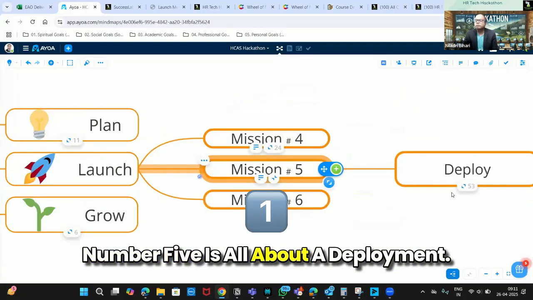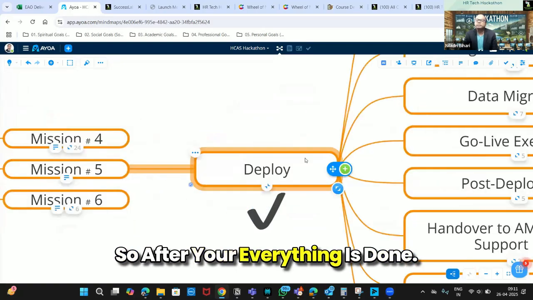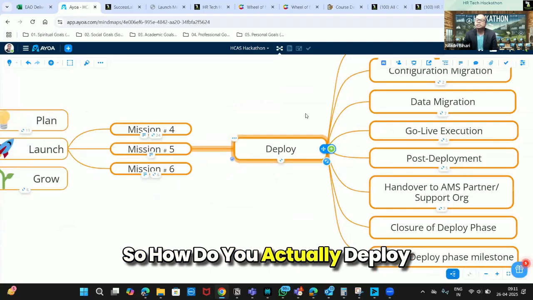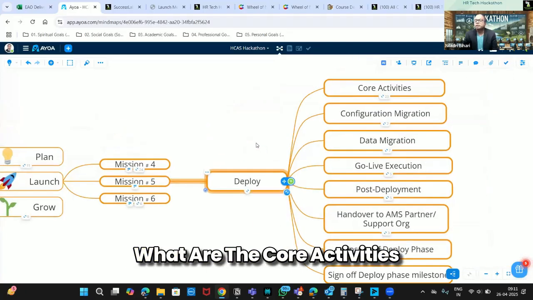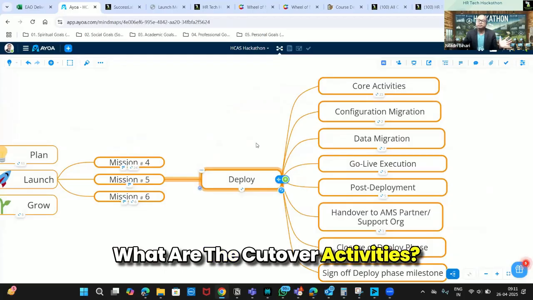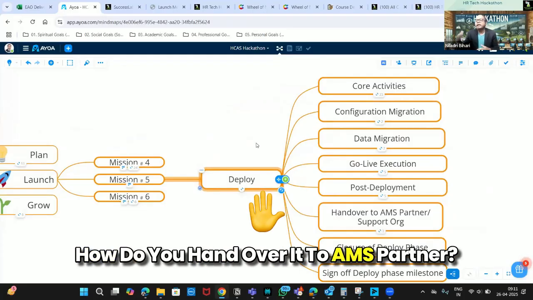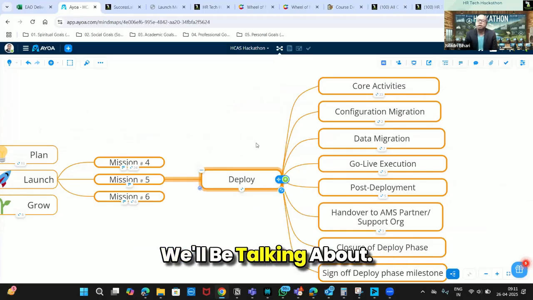Mission number 5 is all about deployment. So after everything is done, how do you actually deploy that in a real-time project? What are the core activities in a deployment? What are the cutover activities? How do you hand it over to an AMS partner? So those are the key things we will talk about.